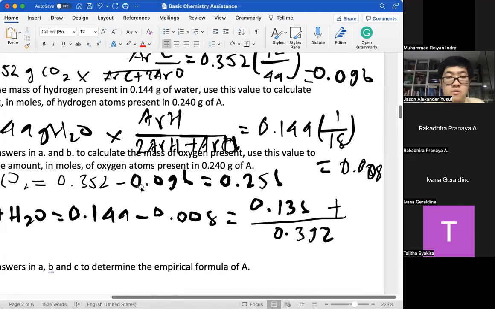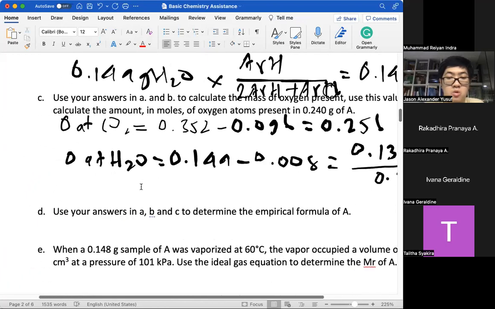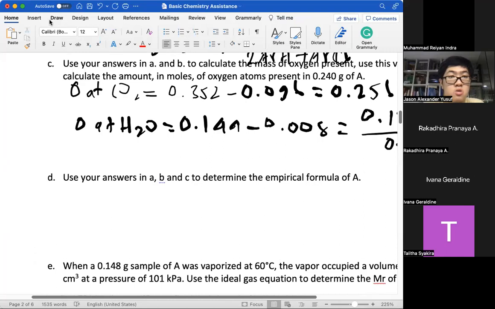And actually, I forgot to mention that we want the values in mole. But don't worry, we're going to do that in the second part in here.